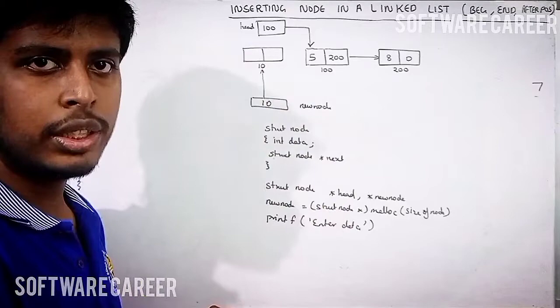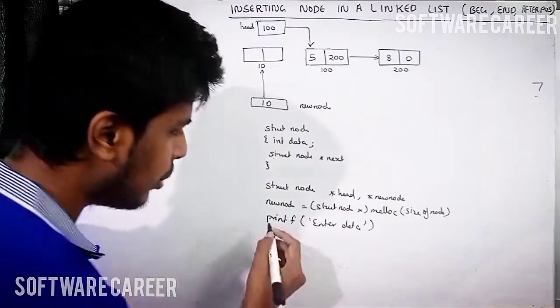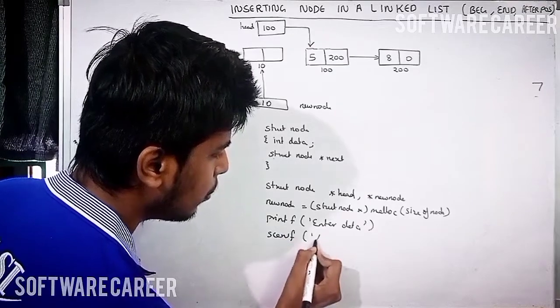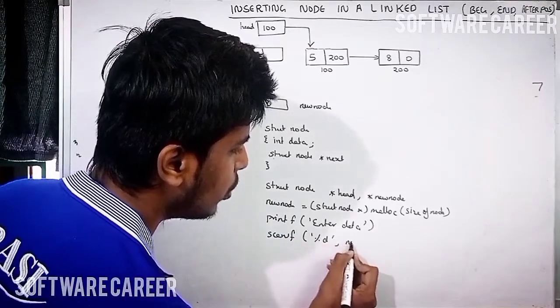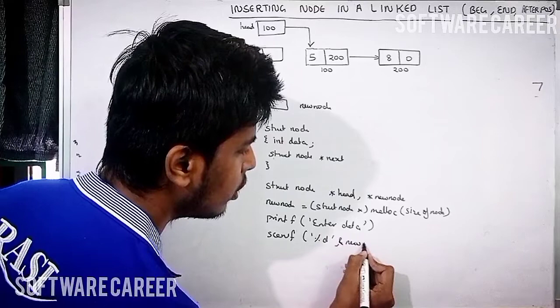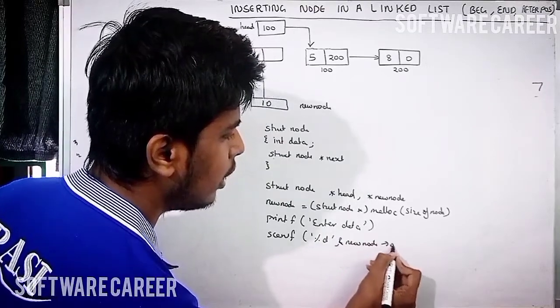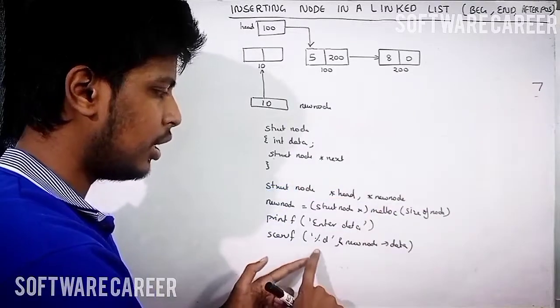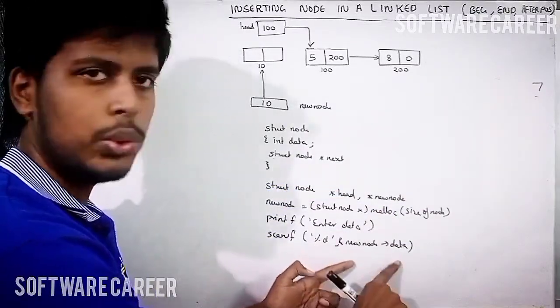How to read it? By using the scanf function. So I am writing the code. See here, scanf, percentage d comma new node data. Now see, 7 is read as percentage d. What is that percentage d? That is new node data.